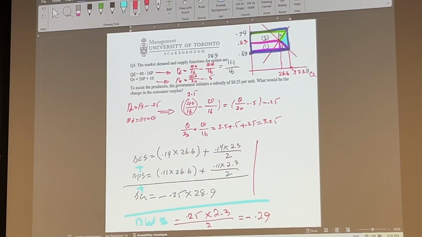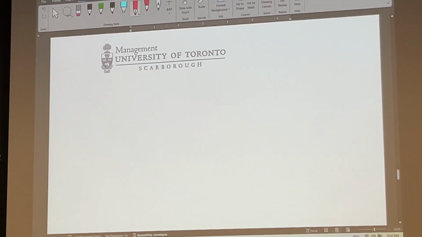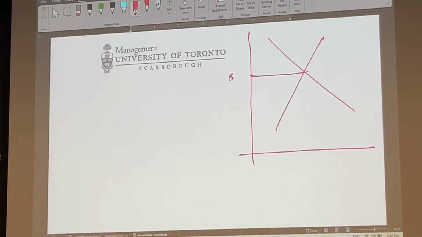That is the subsidy. I'll do the same one, but with a floor. Suppose the government sets a floor of $1. The same numbers, the same demand and supply, but the floor is 1. So let's do it here. We have the same one, but there's a floor of $1. That's the minimum price you can charge.